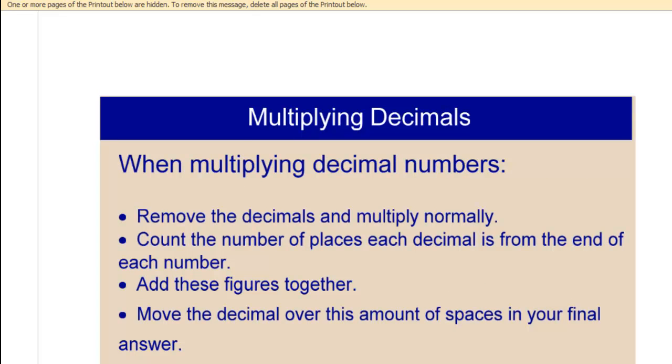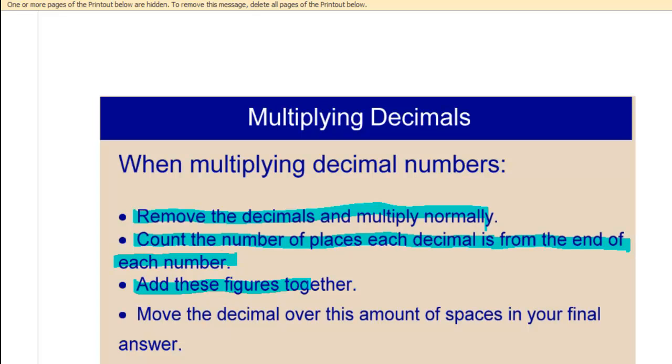As I mentioned, remove the decimals and multiply the numbers normally. Then you're going to count the number of places each decimal is from the end of each number. Then you'll add these figures together to figure out how many total decimal places you need to move the decimal over in your final answer.